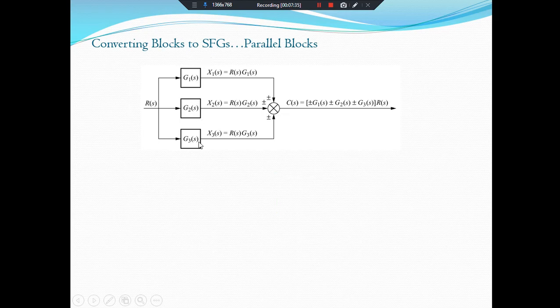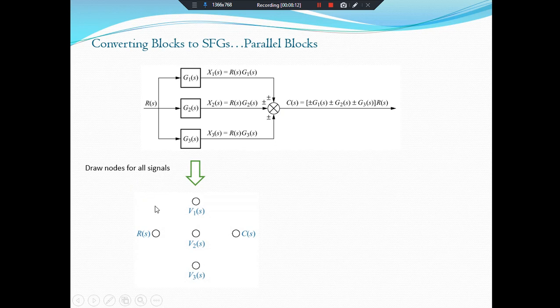If we have parallel blocks, how can we convert these parallel blocks into a signal flow graph? So we will use the same concept as we have used earlier, that we will draw a node for each signal. Here come these three signals, x1, x2, and x3. These three signals will be combined, added at this summing junction, then one more signal, and we will get C of S. Here come the drawn nodes of all the signals.